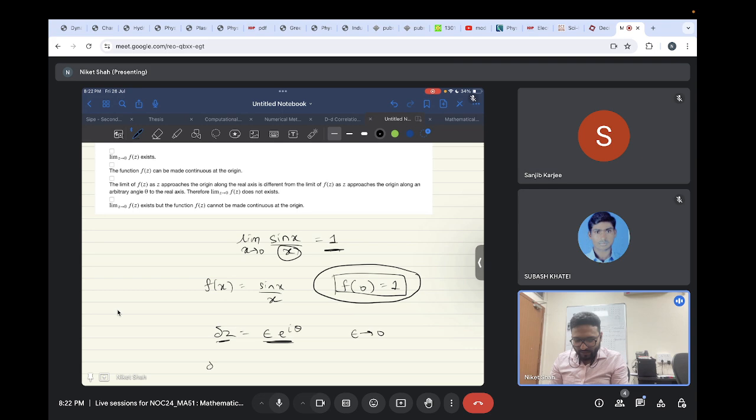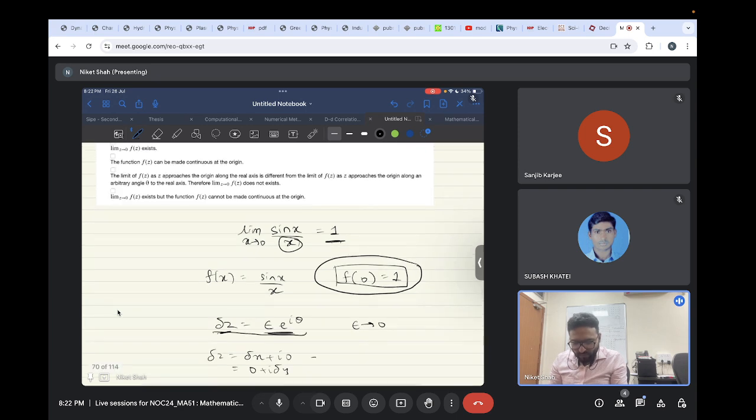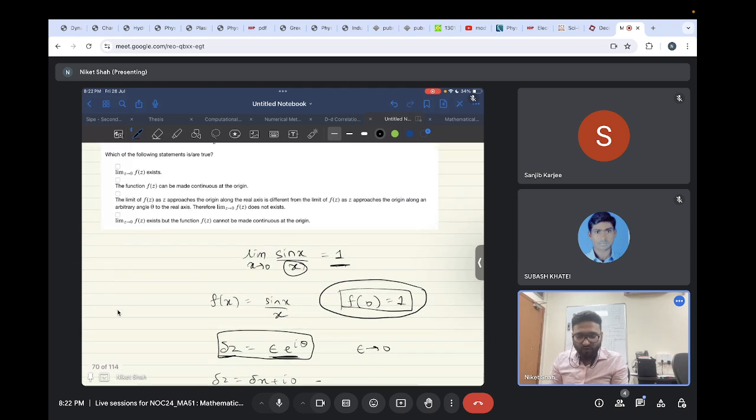Till now you were taking del z to be either del x plus i into 0, or 0 plus i into del y. Here, del z will be of this form for any arbitrary angle. So you can put this in the equation and check whether the limit exists or not, whether the limits along the x-axis and along some arbitrary direction come out to be the same or not.